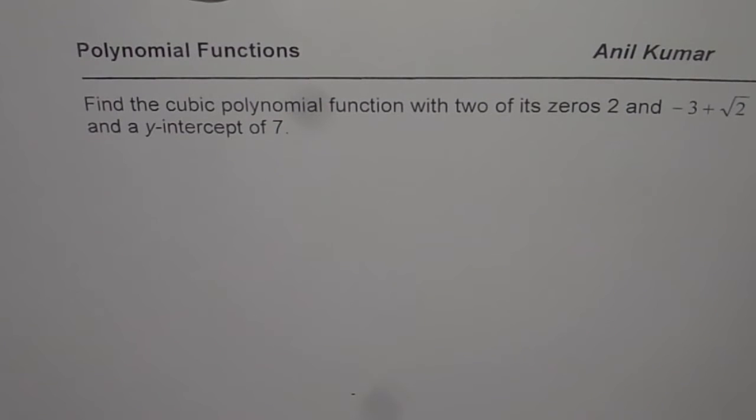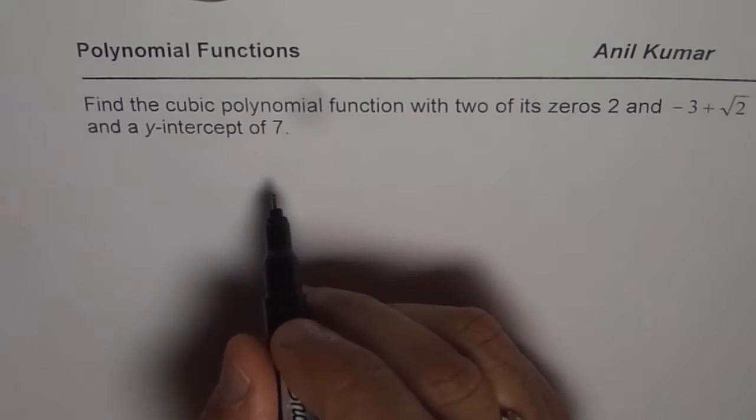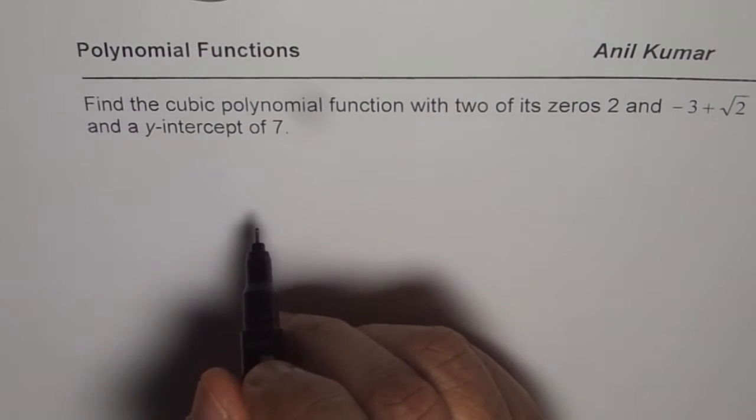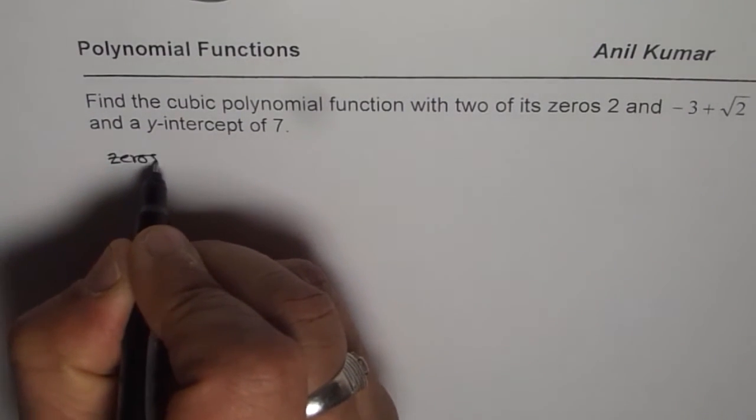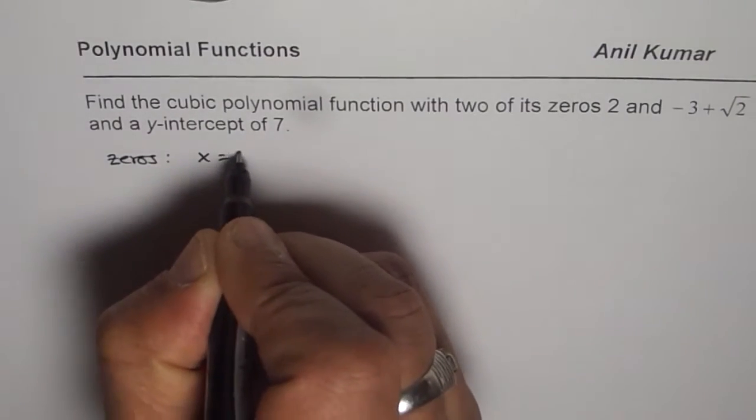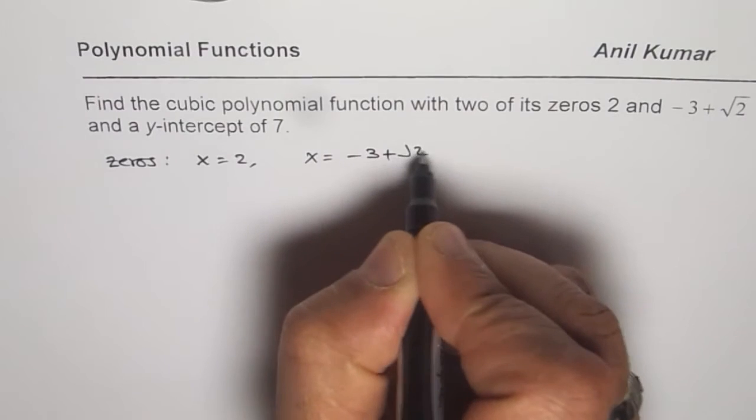Polynomial functions. Find the cubic polynomial function with two of its zeros, 2 and minus 3 plus square root 2, and a y-intercept of 7. Let us see how to find a polynomial equation from given zeros. So we are given zeros at x equals 2 and at x equals minus 3 plus square root 2.